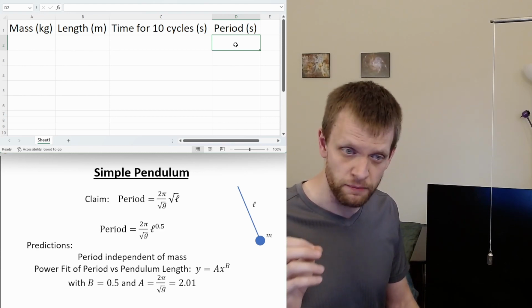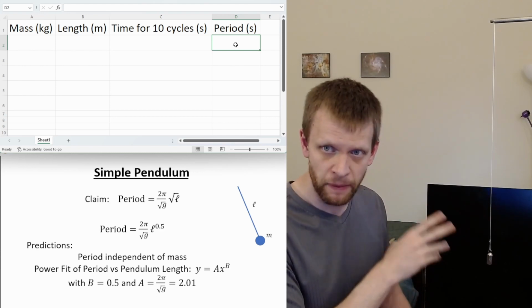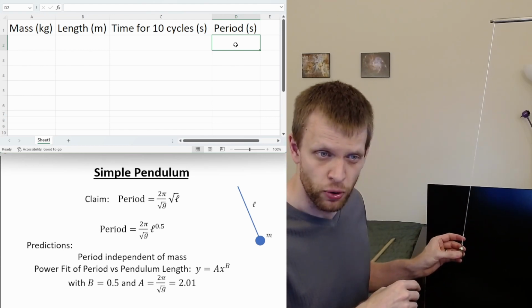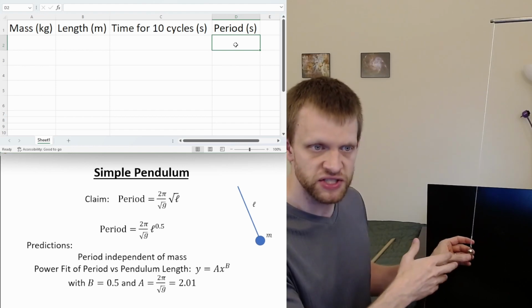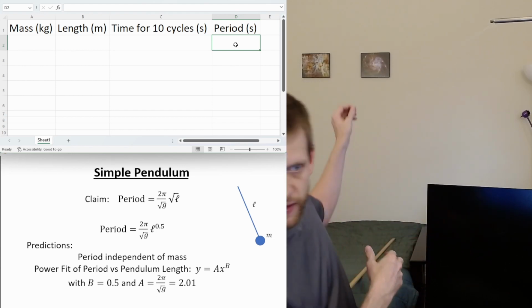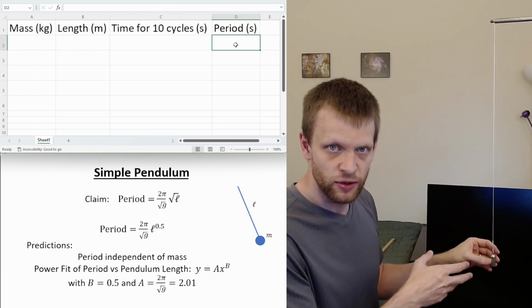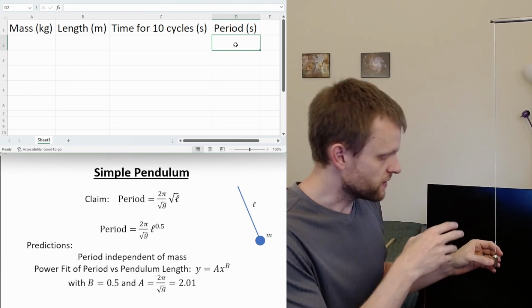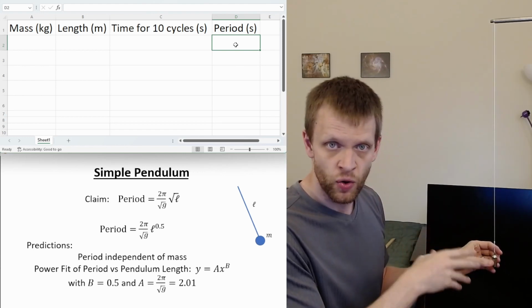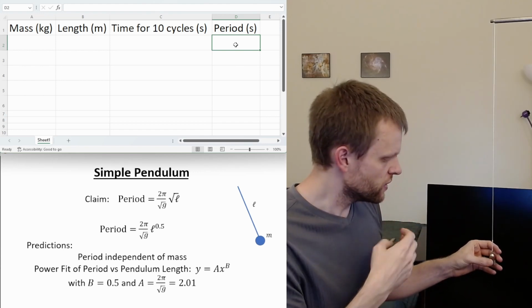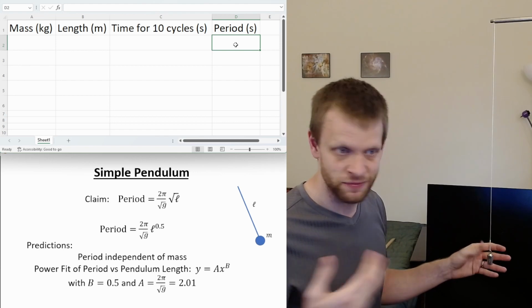One other thing that I want to mention is that for these simple pendulums, as long as the angle that we're pulling at initially is relatively small, I'm not pulling it all the way up to 90 degrees or something like that, the period won't be affected by me pulling back a different amount. Let's actually try that as our quick check.